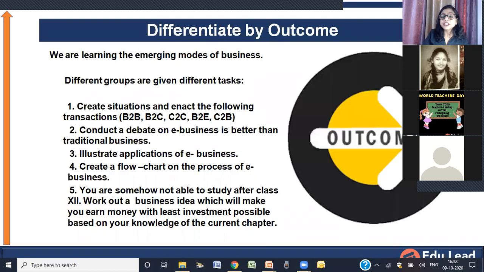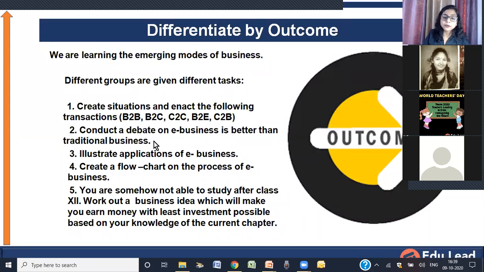Next is differentiation by outcome, which means what is that outcome which you're expecting from the students, the different products that you're expecting from the students. So I'm giving you an example here. We are learning the emerging modes of businesses, right? Different groups are given different tasks: create situations and enact the following transactions. So there are some children who have been asked to create a situation and enact. So B2B, B2C, C2C, these are the different transaction types. Then conduct a debate on e-business, e-business is better than traditional business.